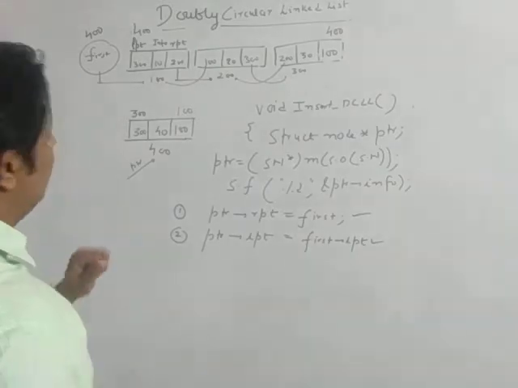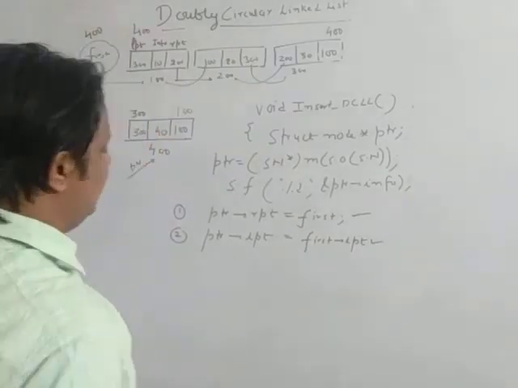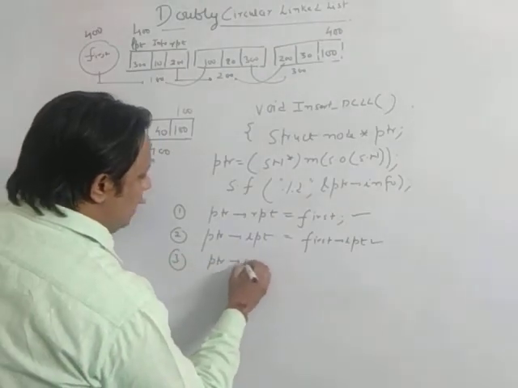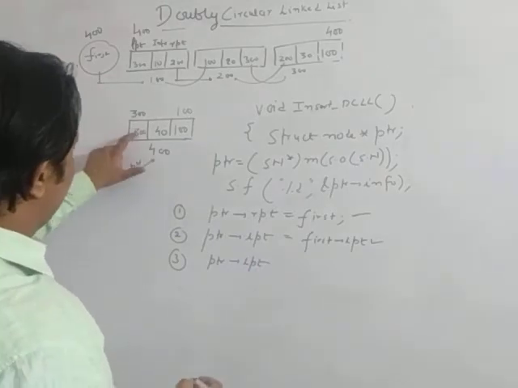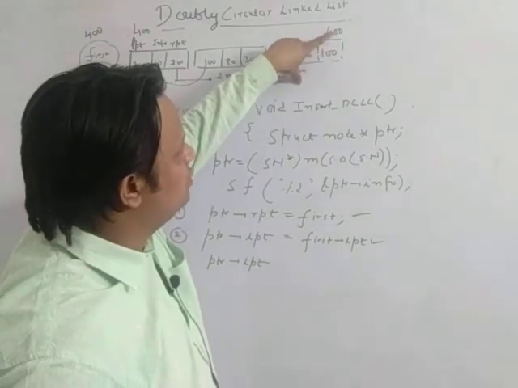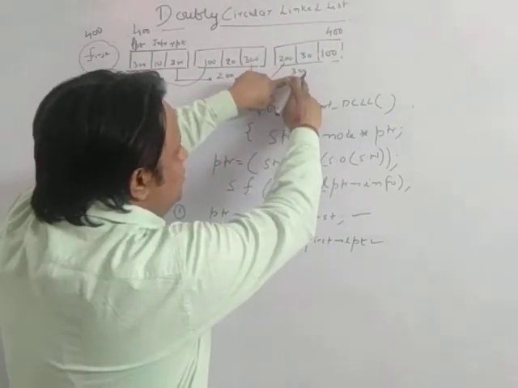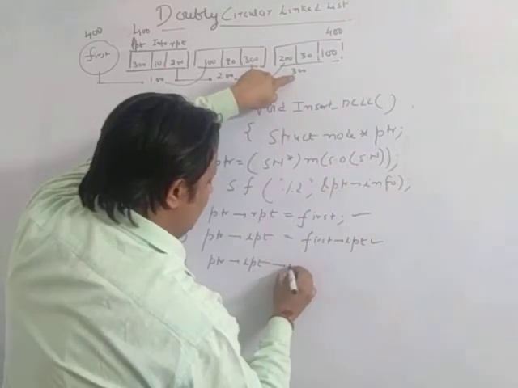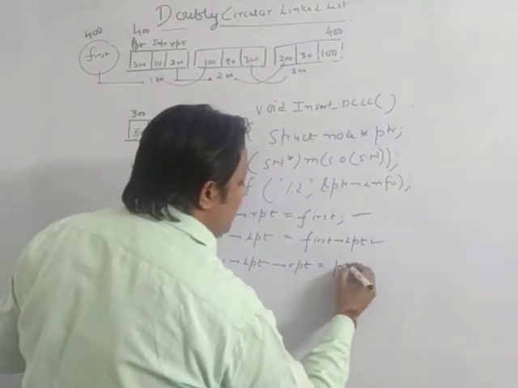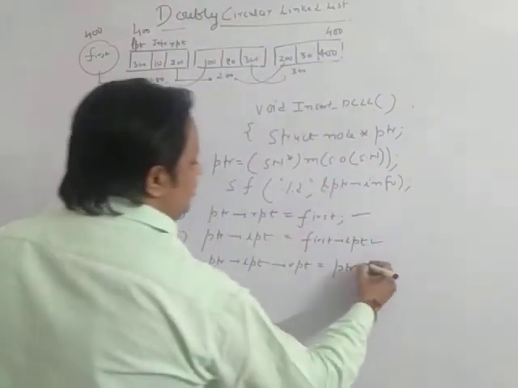Fine. Now third change. I want a 400 here. So how will you reach this? I am writing ptr arrow LPT. So ptr arrow LPT is 300 and arrow RPT, this 100 I am going to change to 400. So ptr arrow LPT, I am moving to this 300 arrow RPT and I am changing this to 400, and 400 is my ptr. So this is also done. Three changes I have done.